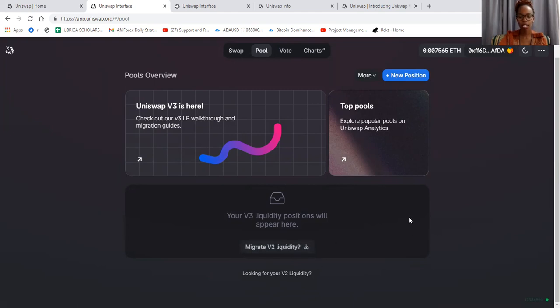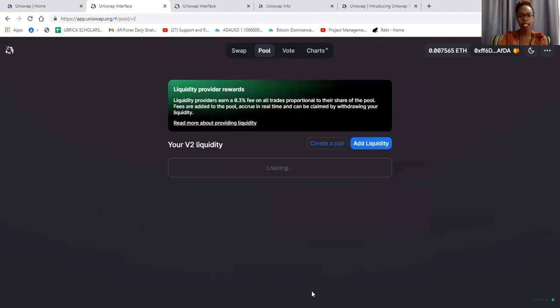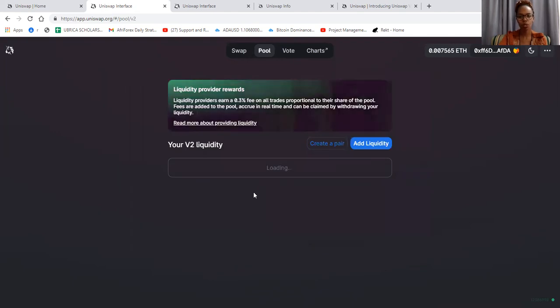But for us, because we don't intend to migrate today, what I want to go through here is how our pools are doing. So we are going to click on look for your V2 liquidity. I'm going to click on that, and my wallet is already connected. So I'm just going to wait for it to load. This is what we have had since we created our liquidity pool. To interact even with V3, make sure that your wallet is connected.